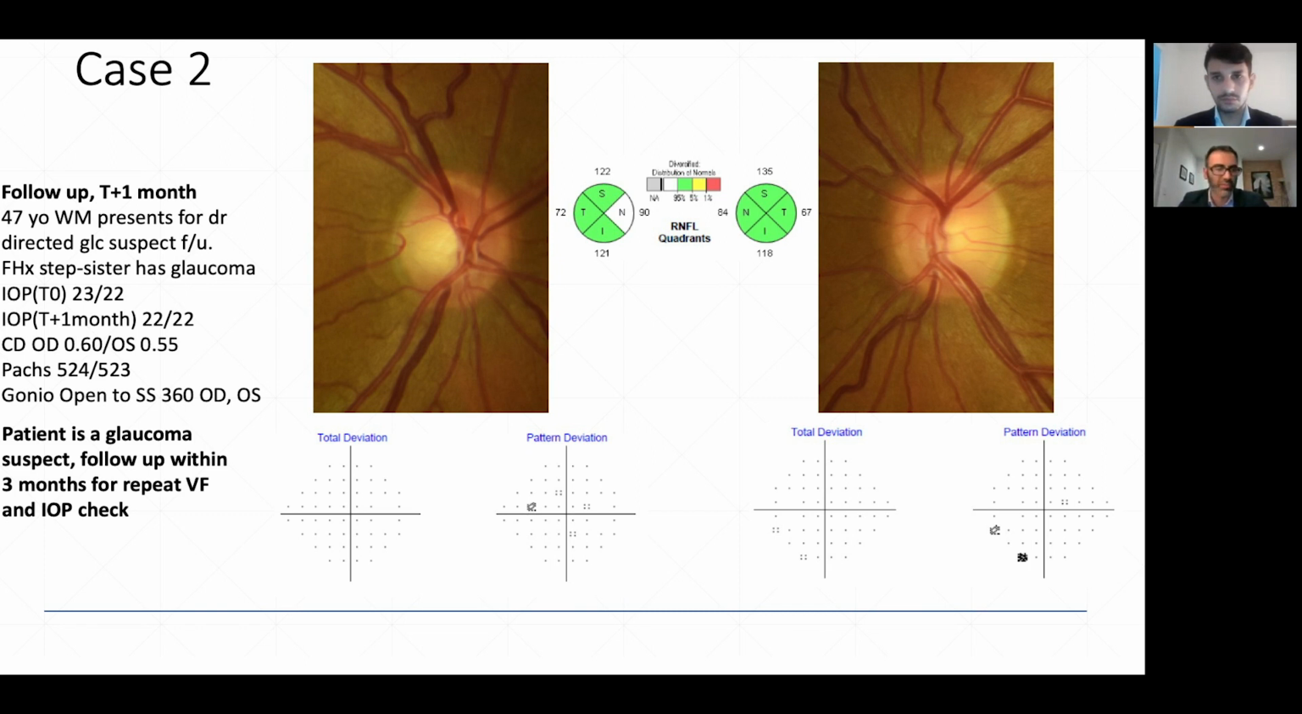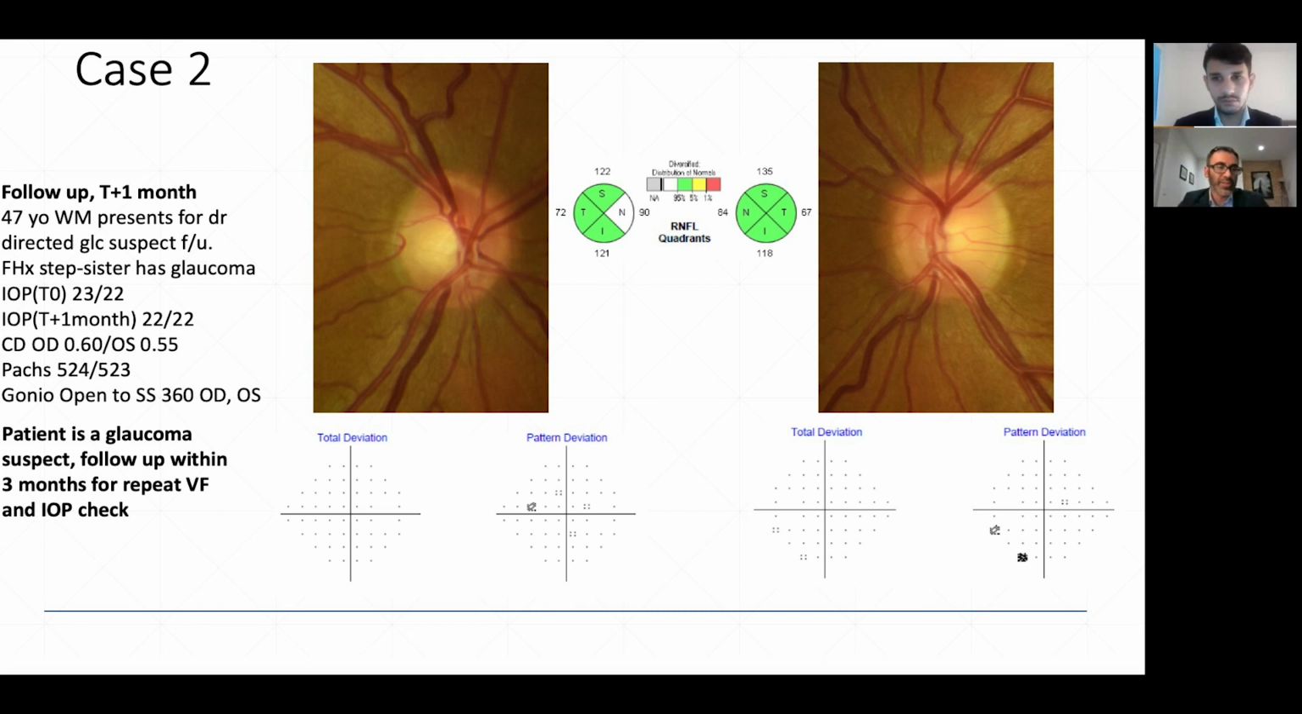I think this patient's risk is relatively low, but I think it's worthwhile to actually watch this patient. Pressures are sort of just above the normal range, with larger CD ratios. So I do think it's worthwhile to watch this patient. And the other thing is that it's worthwhile to also get proper baseline testing.